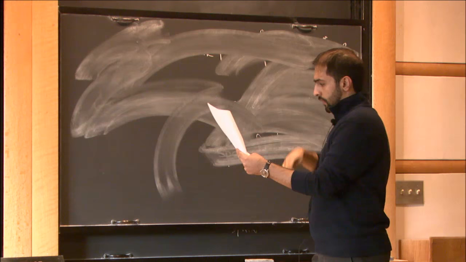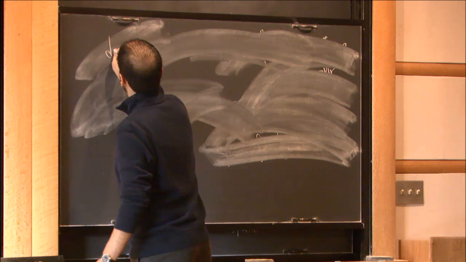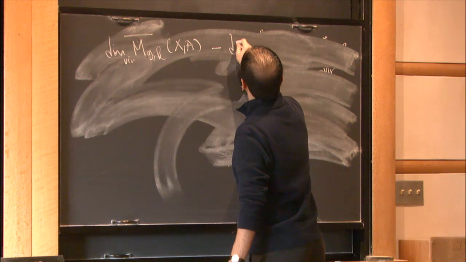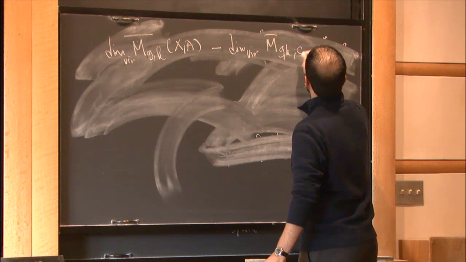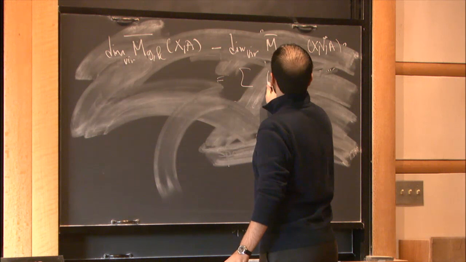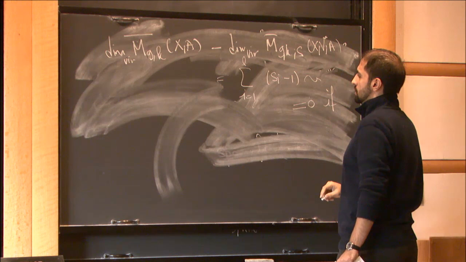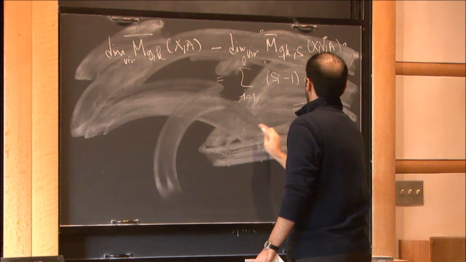Now, here's the thing. If you compare the dimension of the relative and classical moduli space, the dimension of M_{g,k}(X, A) minus, this is the virtual dimension, M bar_{g,k}(X, V, A, S), the difference of the dimensions is equal to the sum of (s_i minus 1), i equal to 1 to l. So in fact, this would be 0 if the contact vector is just trivial. If S is equal to the trivial contact vector 1, 1, 1, 1.